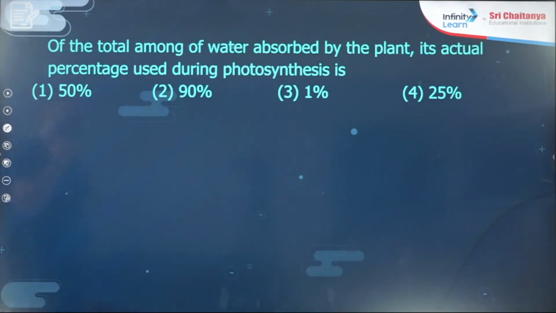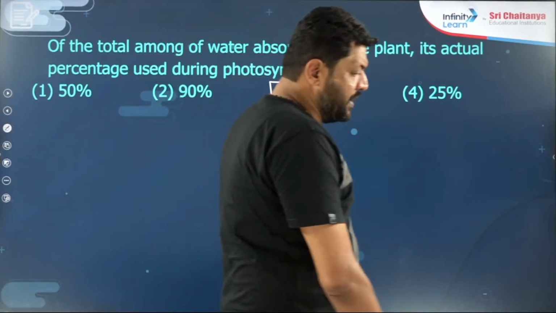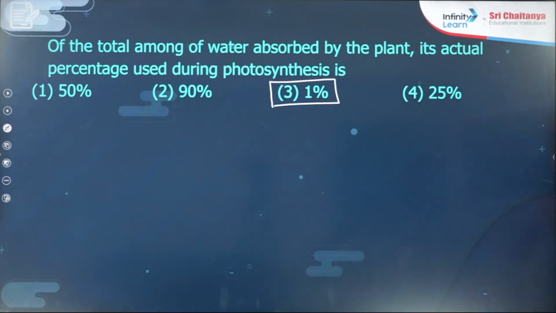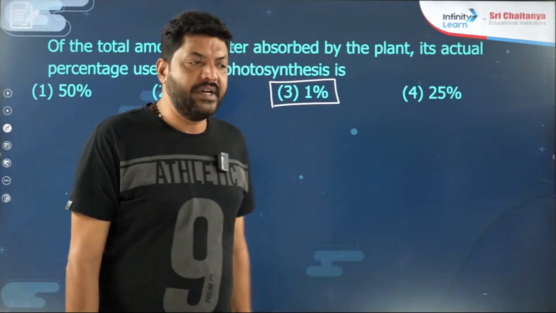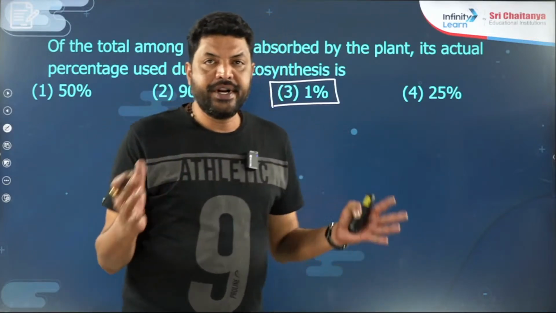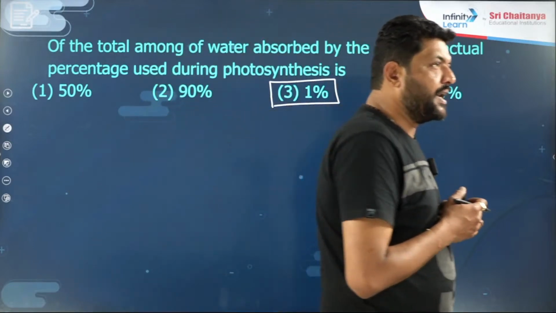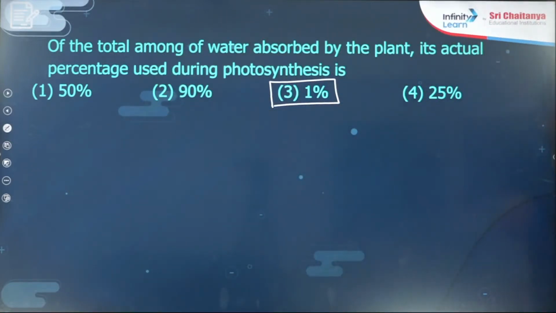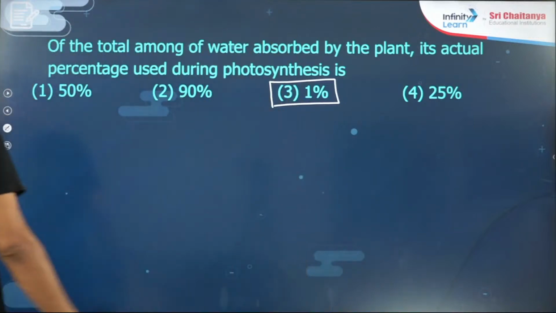Of the total amount of water absorbed by the plant, the actual percentage of water utilized during photosynthesis is 1%. All these are previous year questions, only 1%. The majority of the water, around 85 to 90%, will be transpired or stored in different parts of the plant and utilized by them. But the percentage of water utilized directly in the light reaction of photosynthesis is 1%. It is a standard and fixed answer.